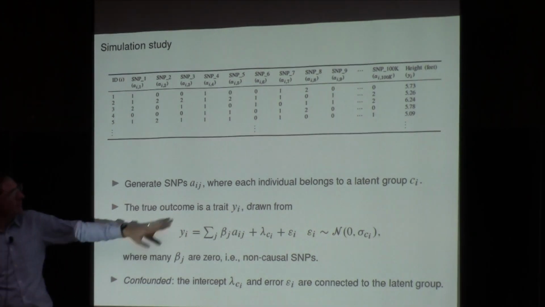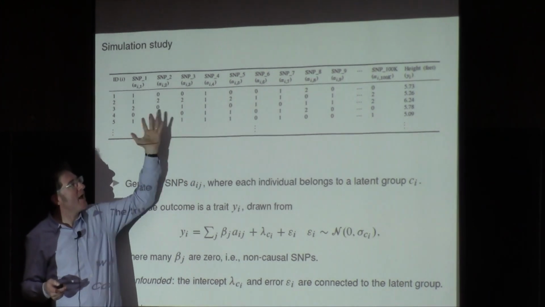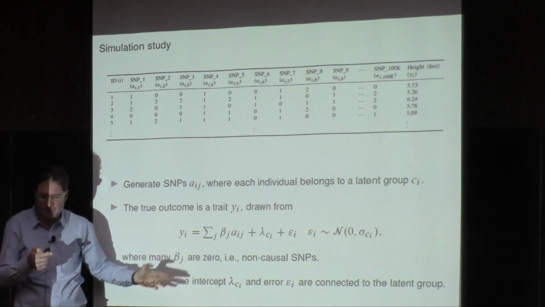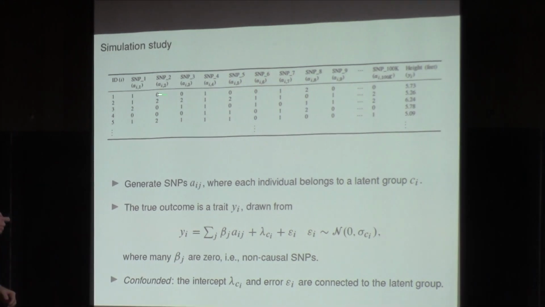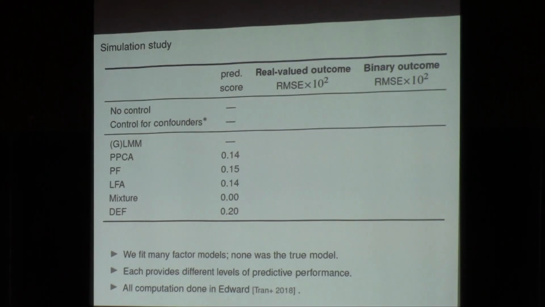Notice the confounding. Ci, the latent group, affects both in some way what these SNPs are and affects the outcome. That's a confounder. And it's a multi-cause confounder because Ci affects many of these SNPs. Okay, so now we're going to play our game.